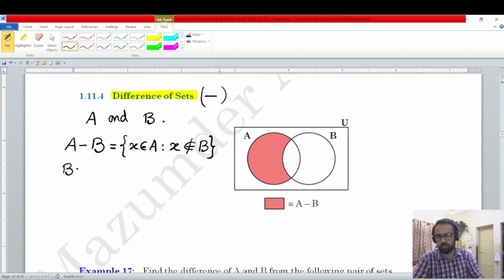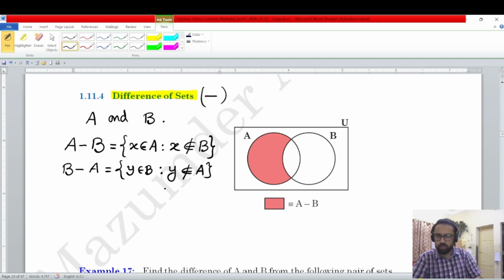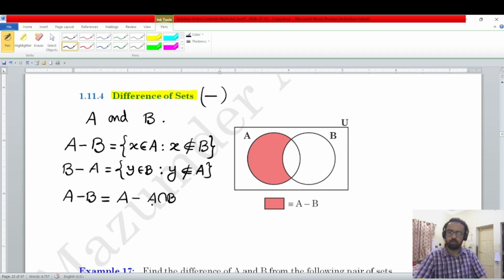Similarly, you can write B difference A. It will be a similar idea: all those y in B such that y not in A. Another form in terms of difference, you can write A difference B as A minus A intersection B. That means their common elements you remove from A, and that will be the difference between A and B.